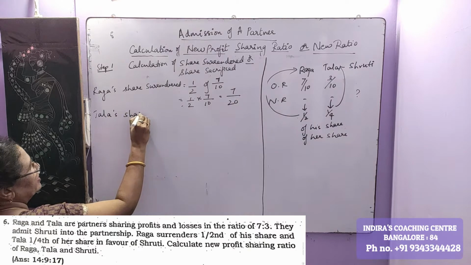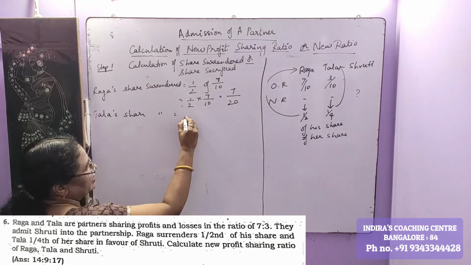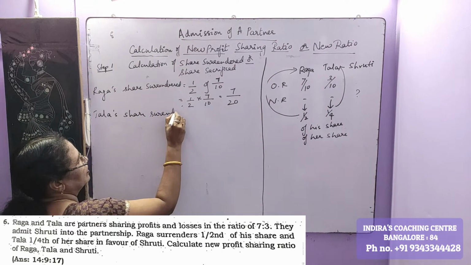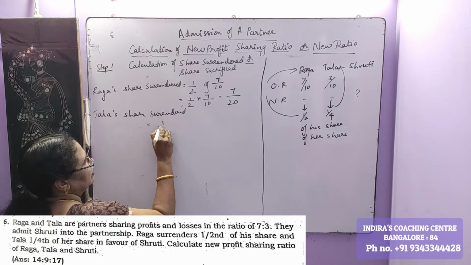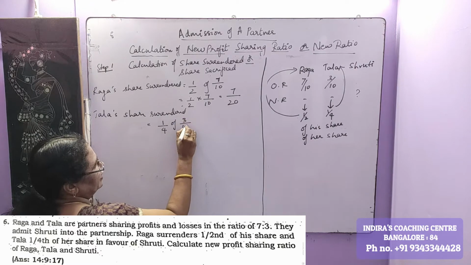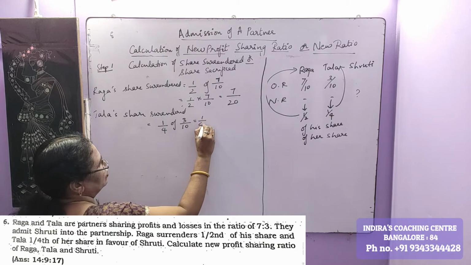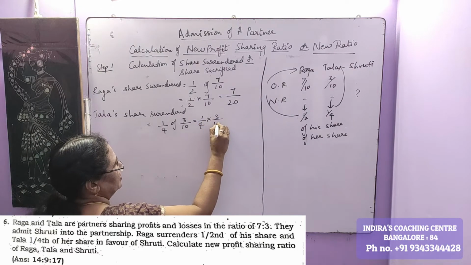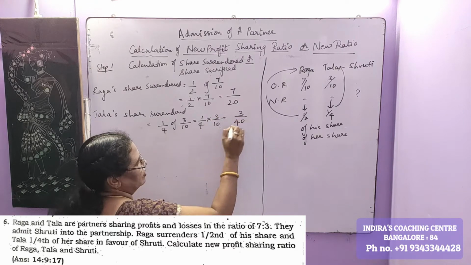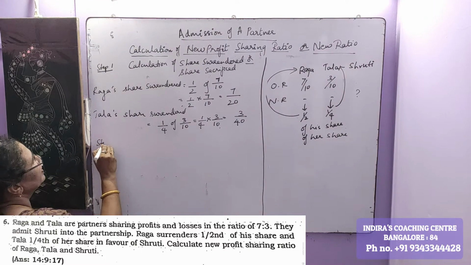Now I find out Thala's share surrendered. It is 1/4 of 3 by 10. So that would be equal to 1/4 into 3 by 10. You get 4 tens is 40, so 3 by 40. Now we go to the next step.